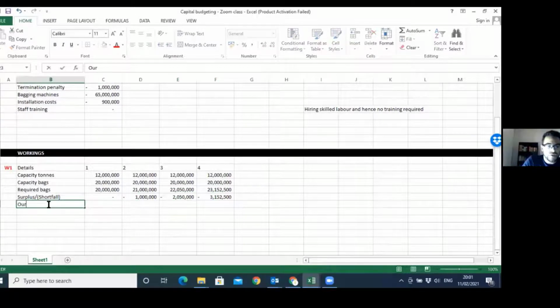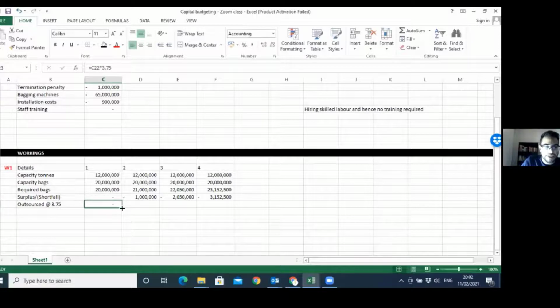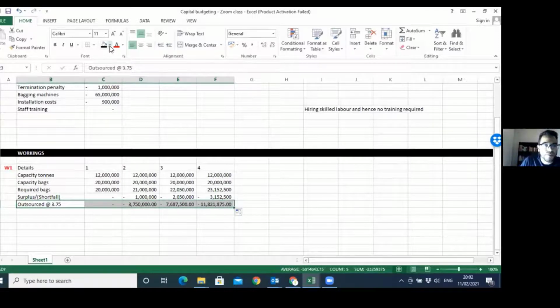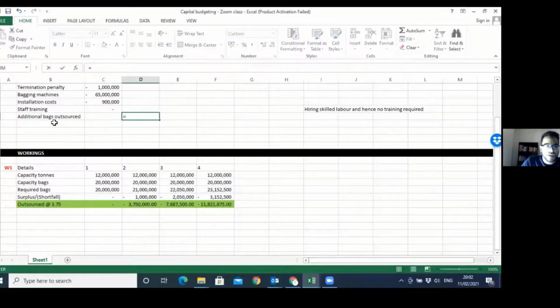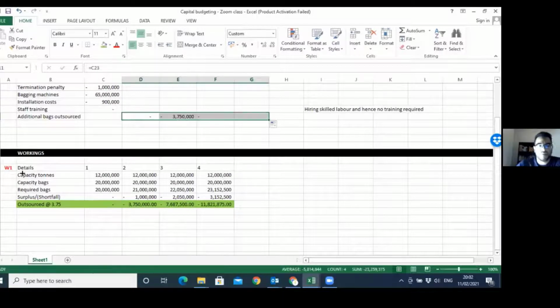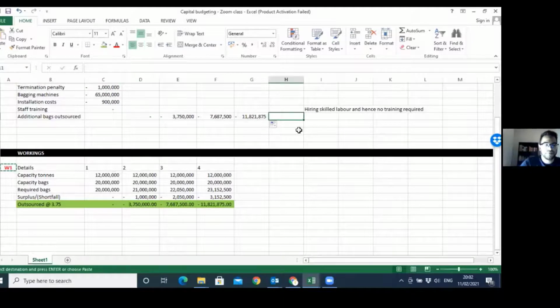Okay, outsourced at 375. So now I'll just say shortfall multiplied by 375 per bag. Obviously 0 times anything is 0. And that is going to be my outsourced costs. So here I'll have additional bags outsourced. I will go fetch it from my calculation and I'll just drag it across. And then I'll just tell them I got that from working 1.